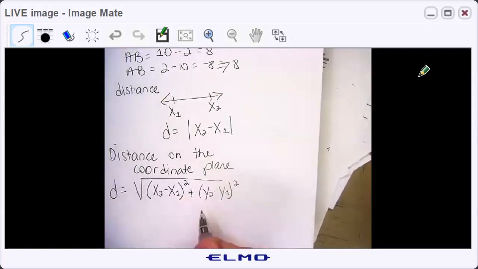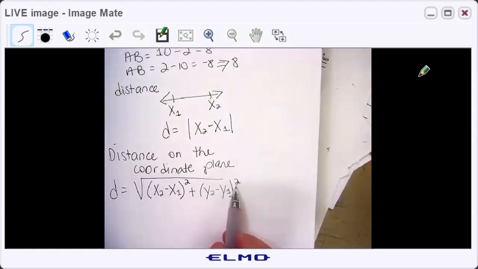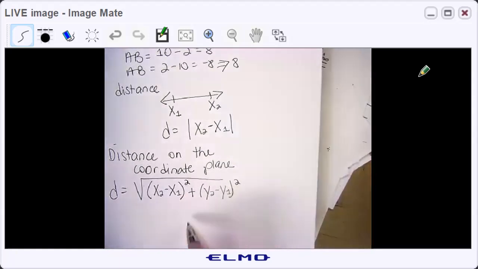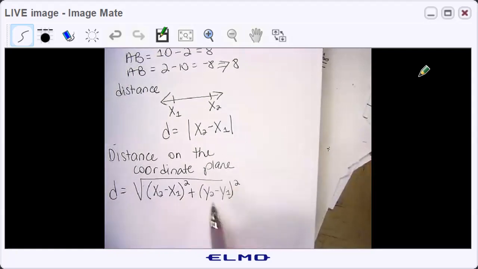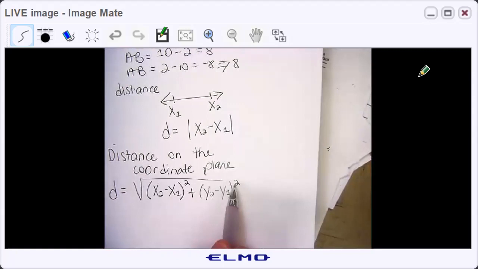Y'all, again, another formula that is not going to be given to you on your LEAP. So you do have to have this formula memorized. I am going to show you graphing, and when you graph, you actually use the Pythagorean theorem. So some of y'all probably already know that formula, but if you notice, this looks a lot like the Pythagorean theorem. This part would be your A, right? This subtracting the x's is your A, so it's A squared plus this part would be your B, B squared.